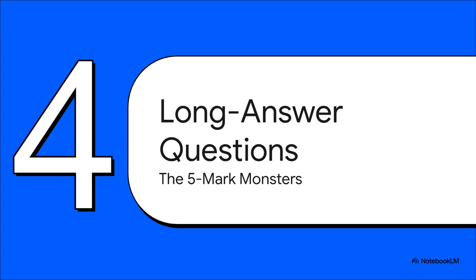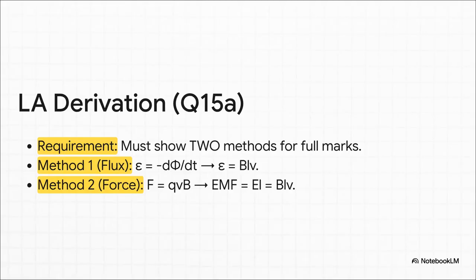Let's go. Listen, this is the gold standard for a 5-mark derivation question. To lock in those full marks, you can't just show one method, you need 2. First, you hit them with the big picture flux method, starting from Faraday's law. Then, you follow up with the particle level force method, which is all about the forces on the individual charges. When you show both, you're not just getting the answer right, you're proving that you have completely mastered the concept.